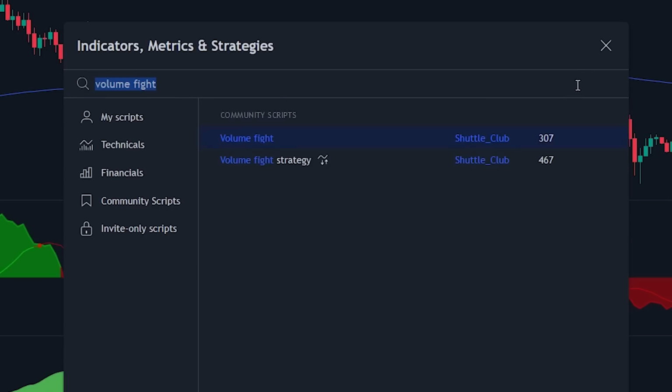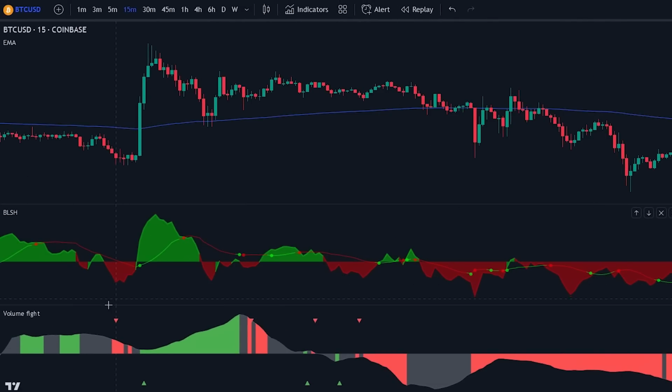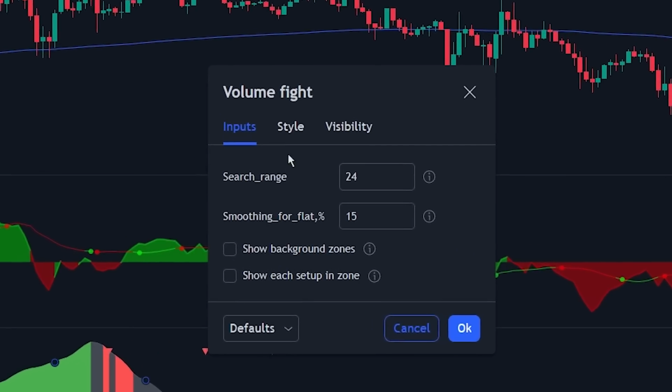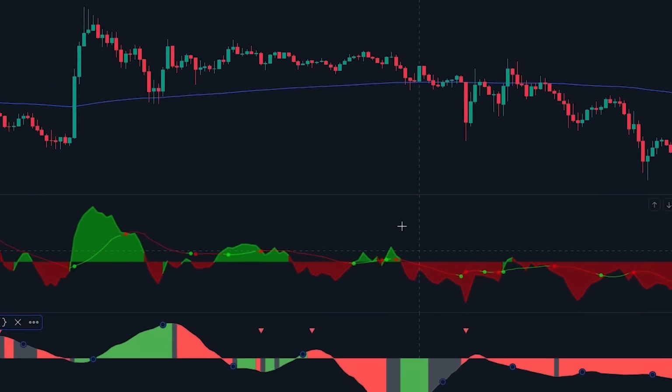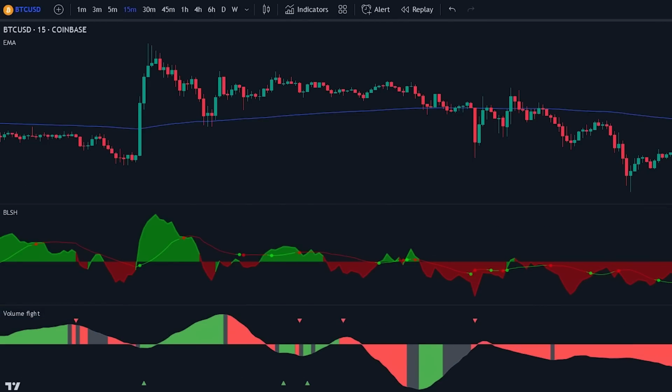Now let's change the indicator settings. Click on the Settings tab and navigate to the Input settings. Here we will be changing the search range to 20. We will also be changing the smoothing value from 15 to 10. That was all that we needed to do. Now let's take a look at when we will enter into a position.